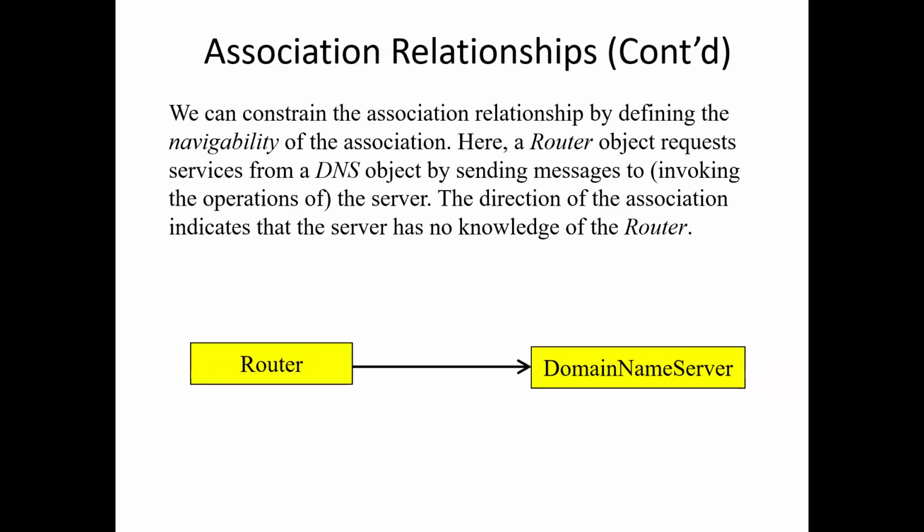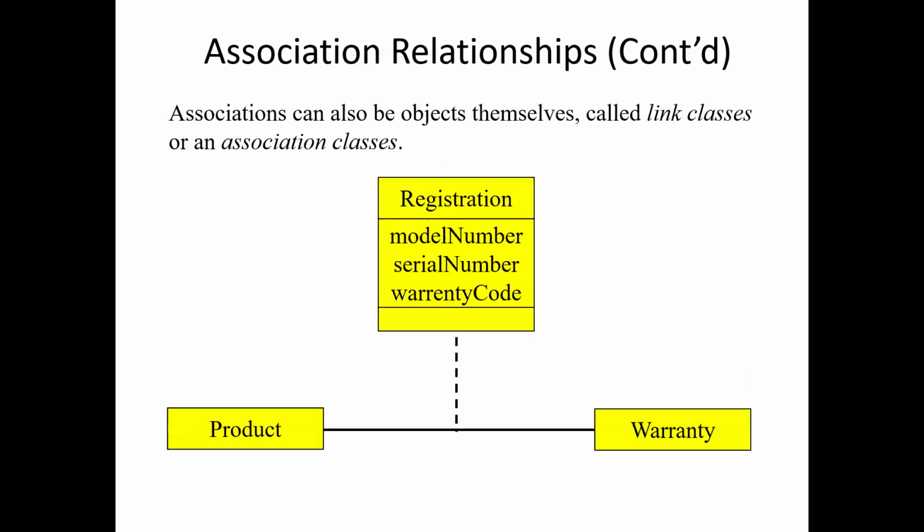Association relationship continued. We can constrain the association relationship by defining the navigability of the association. Here, a router object requests service from a DNS object by sending a message to the server. The direction of the association indicates that the server has no acknowledgement of the router. Association relationship. Associations can also be objects themselves, called link classes or association classes. So in this diagram, you can see registration is a class name, with model number, serial number, and warranty date as data members; product and warranty belong to the association relationship.